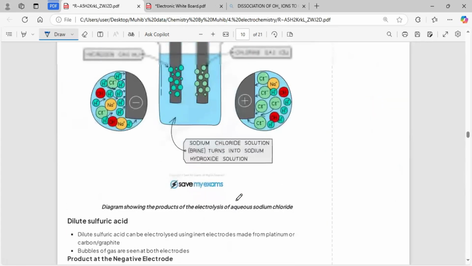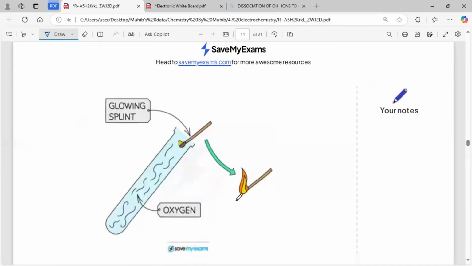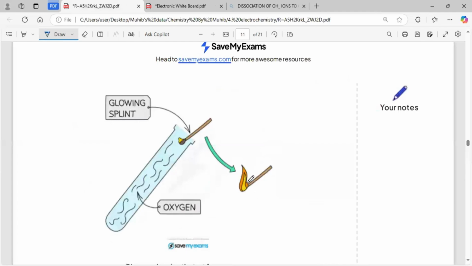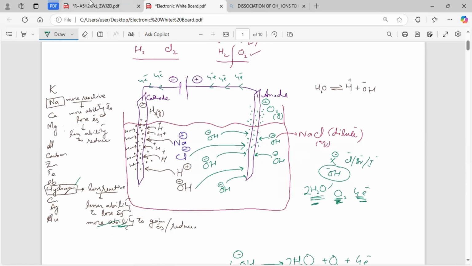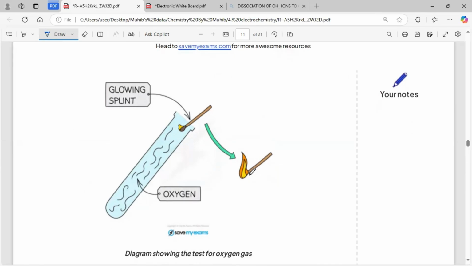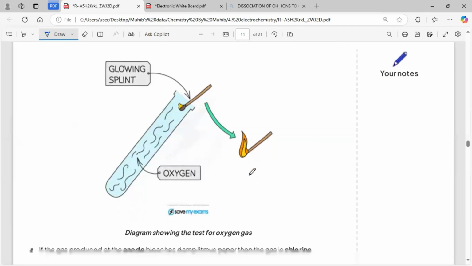Now, how will we detect the presence of gases? In this case, you will have to bring the match, the glowing splint, closer to the side where oxygen gas is releasing, and the strength of the flame will increase. It basically increases the fire. In excess supply of oxygen, the wood will burn more quickly, more readily, more easily, whereas in limited supply of oxygen, the wood will not burn easily, right?